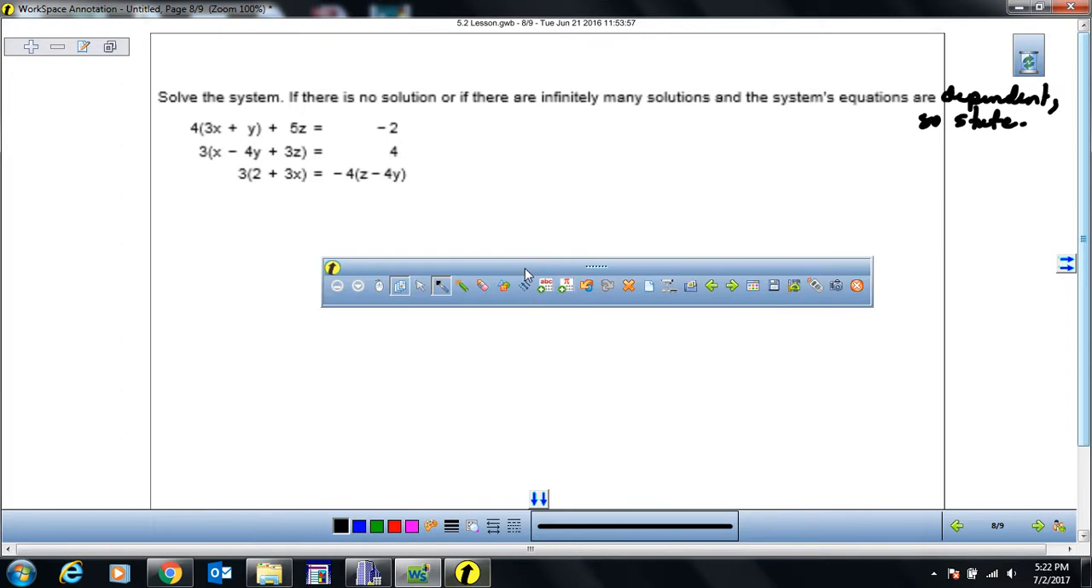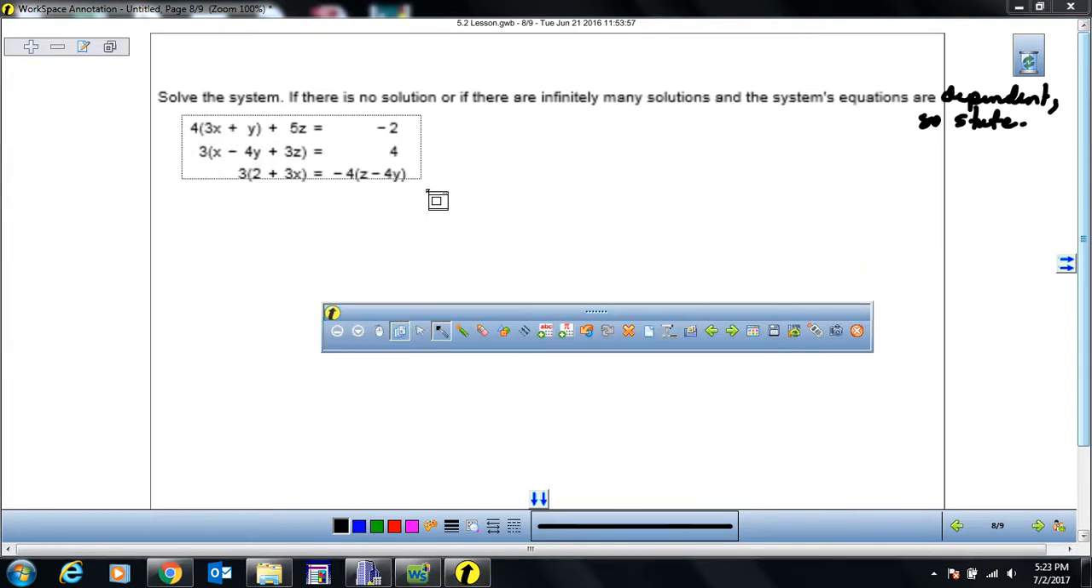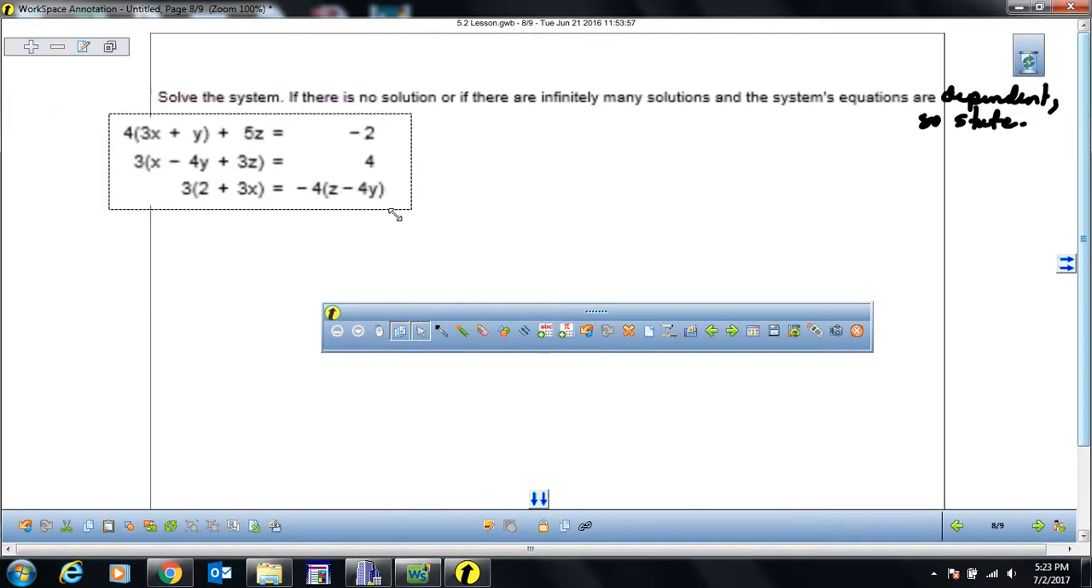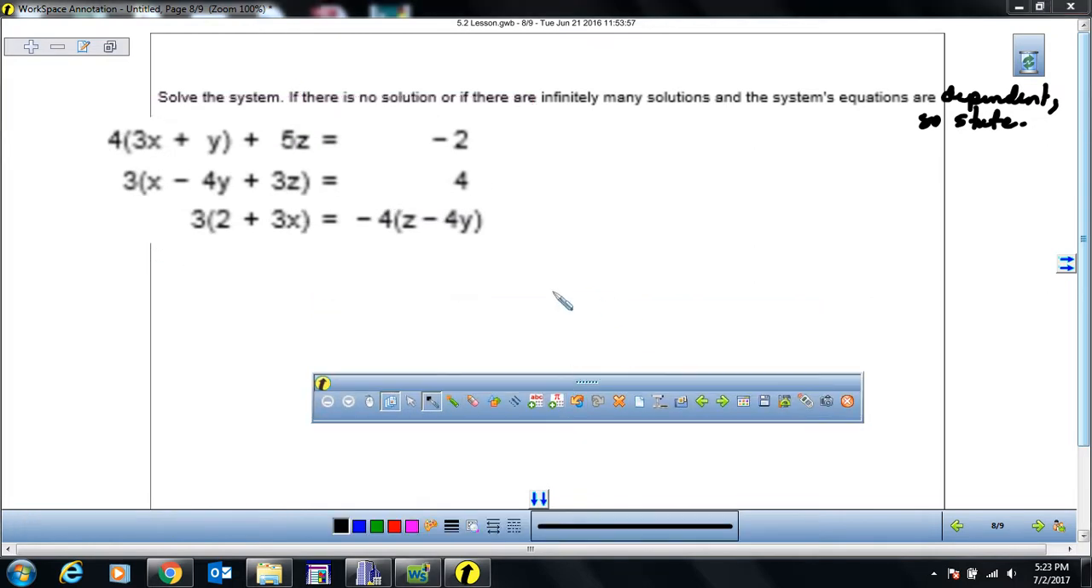Okay. So on this system of equations, what we have to do first is fix it because it is not in the form ax plus by equals c. So we need to fix the system of equations. That would be the first thing. In order for us to fix it, we need to use the distributive property right here to get rid of the parentheses. I'm going to first try to fix the first equation before we start.